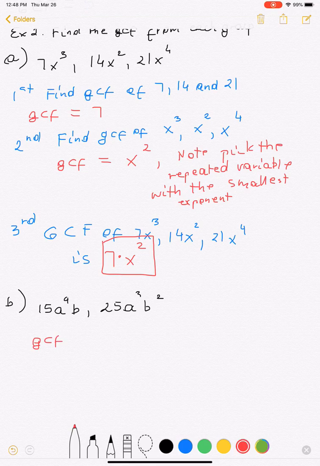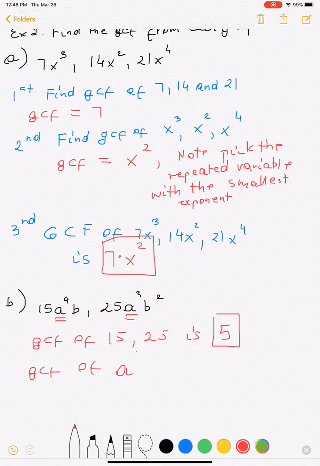GCF of integers, which is 15 and 25, is 5. Again, you pick the number which can divide 15 and 25. So 5 is the largest one. And GCF of a, now I'm going to combine the variables. So I have a to the power of 4 and a to the 3rd power, which is a to the 3rd power. Again, pick the variable which repeats with the smallest exponent.